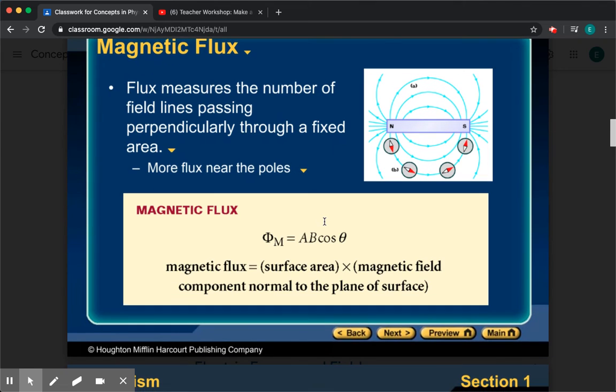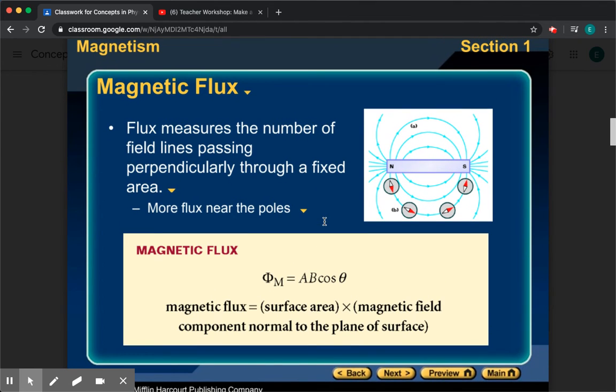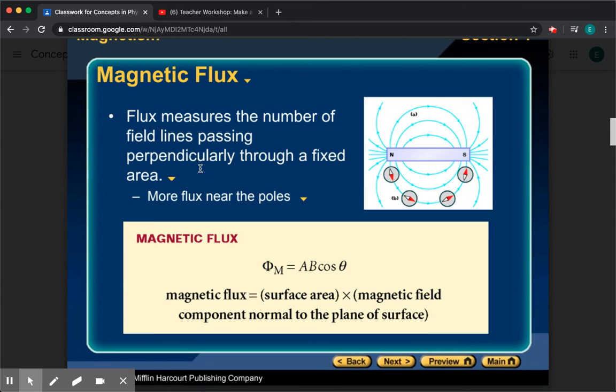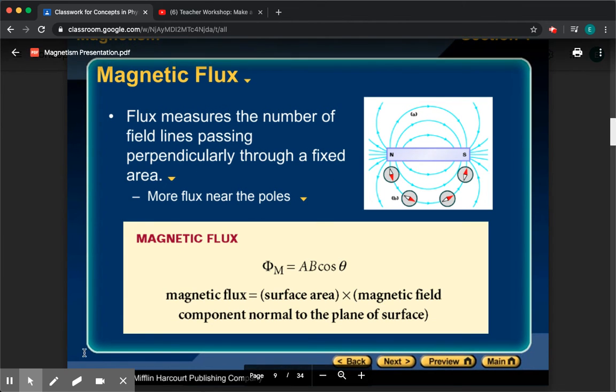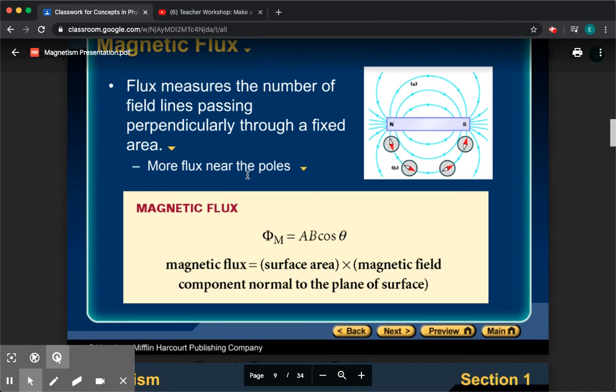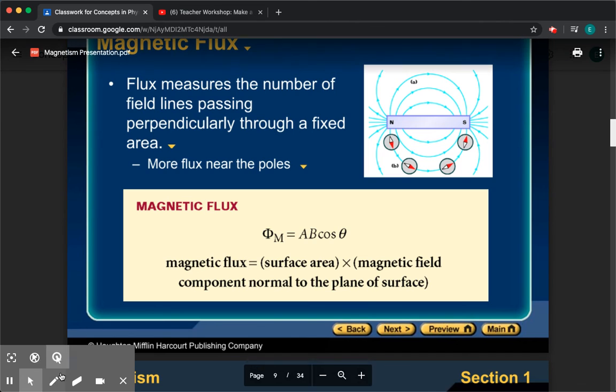And then there's this thing called magnetic flux. Magnetic flux is just another way to quantify the strength of the field. What it is, it's the number of field lines passing through a particular area. And by field lines, again, they're referring to these arrows. So how many of those arrows are passing through a particular section in a particular amount of time? That is magnetic flux, okay?